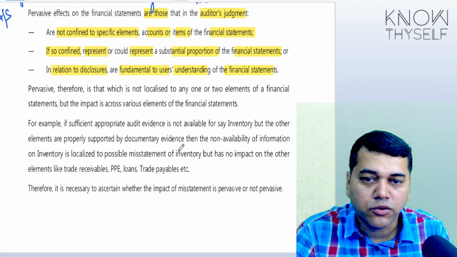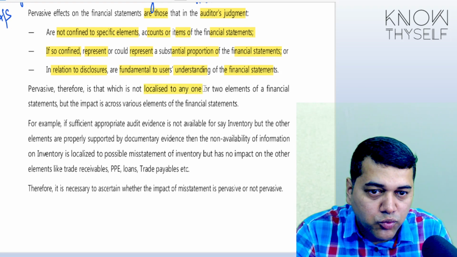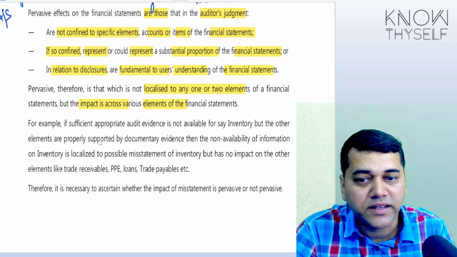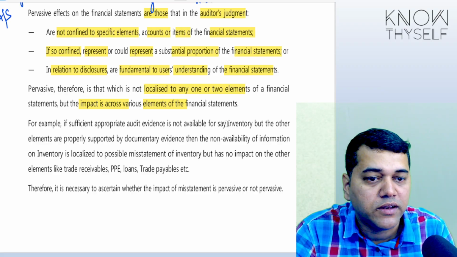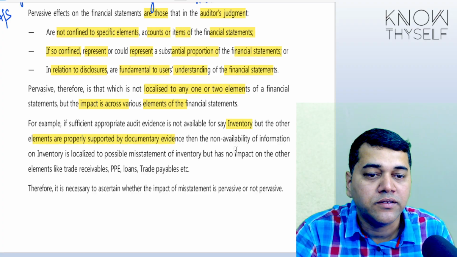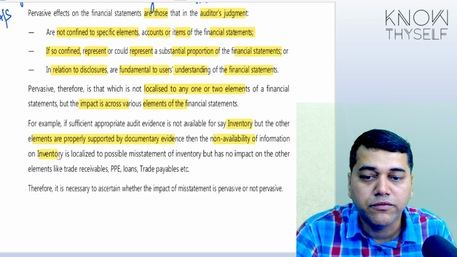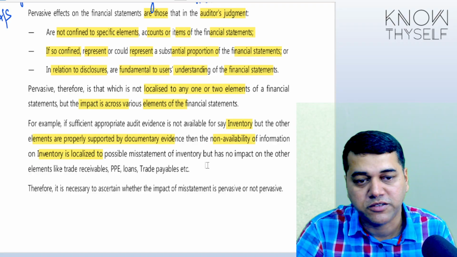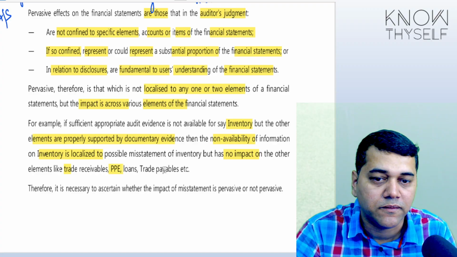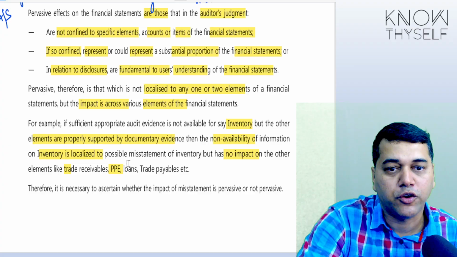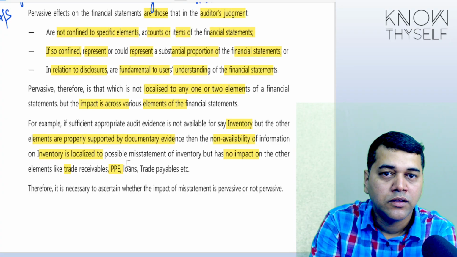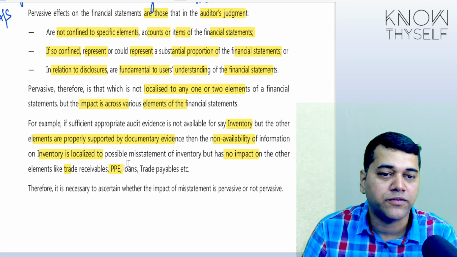So pervasive, therefore, is what is not localized to one or two elements, but it has got an impact on the various elements. For example, if sufficient appropriate evidence is not available on inventory, but other elements are properly supported by documentary evidence, the non-availability of information on inventory is localized to the possible misstatements, but it has got no impact on other elements like trade receivable, PPE, etc. Then we end up issuing a qualified opinion, because we say this is not pervasive, because the problem is only with the inventory. So we say that except inventory, everything is true and fair.